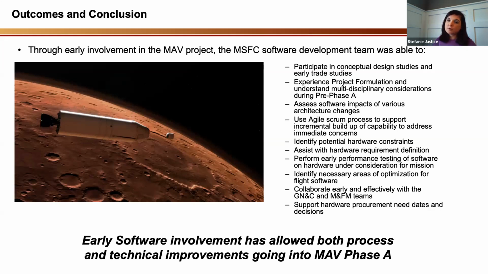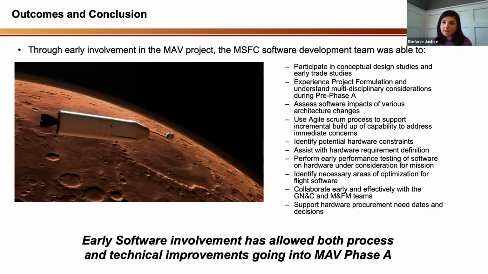We've been able to use our Agile Scrum process to support the incremental buildup of capability, and we can address immediate concerns. So if we see something that doesn't look quite right, we can adjust as we go, and hopefully by the time that we're into really serious release cycles, we'll have a lot of those kinks with our process worked out. We've been able to identify potential hardware constraints and assist with hardware requirement definition. And then also provide some hard data on the performance of the software on the hardware that's under consideration for the mission, because that's still an open trade space at the moment for several of those components.